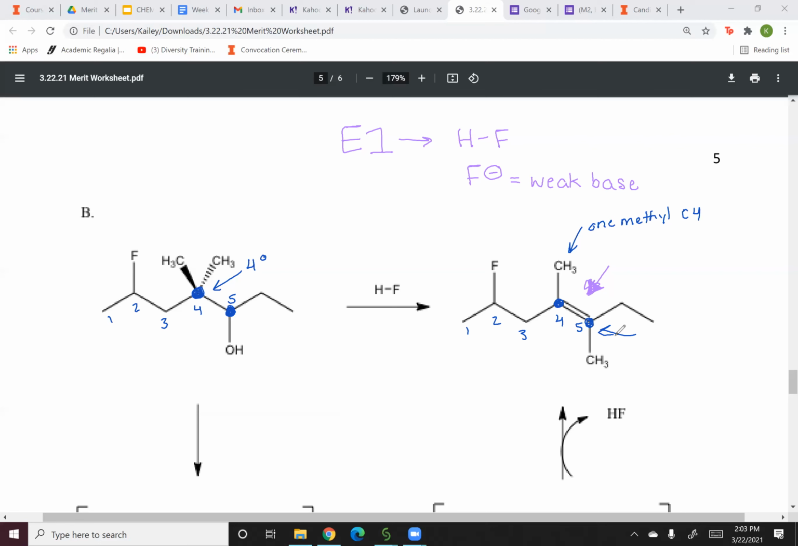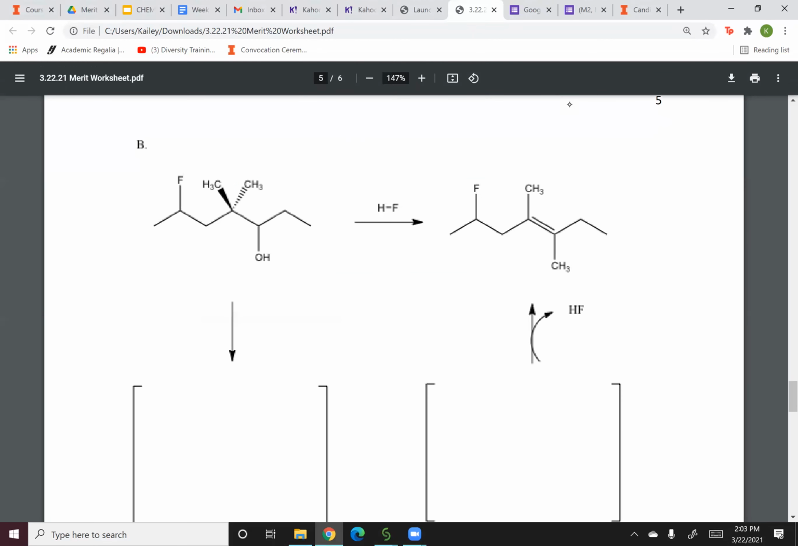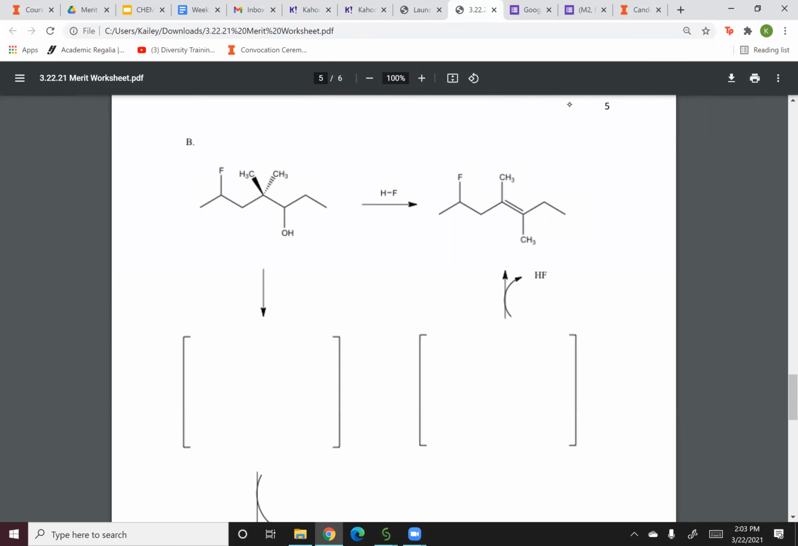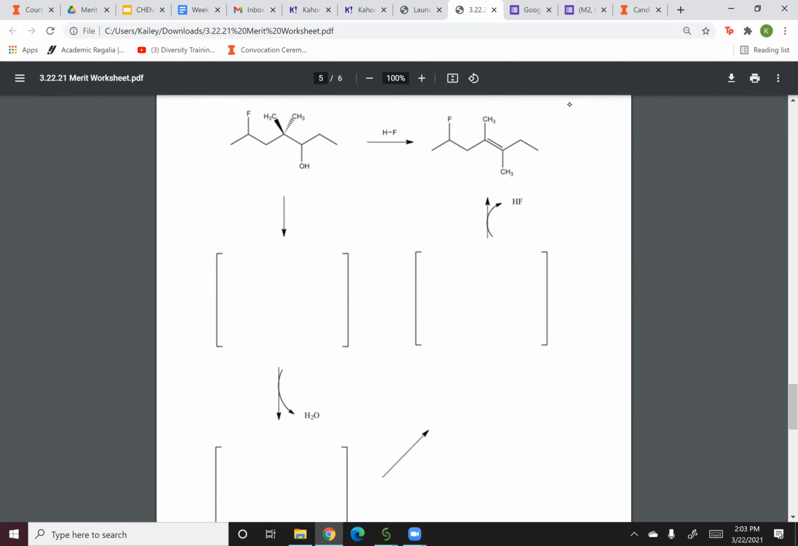Okay, cool. So then let's talk about the mechanism here. One of the reasons why I wanted to go over this problem is that as a class, we haven't really done a problem where we have these boxes and we have to draw the intermediates. And that's important, so I want to make sure that we definitely do that before the exam. So does anybody have an idea what the first step of this reaction would be?